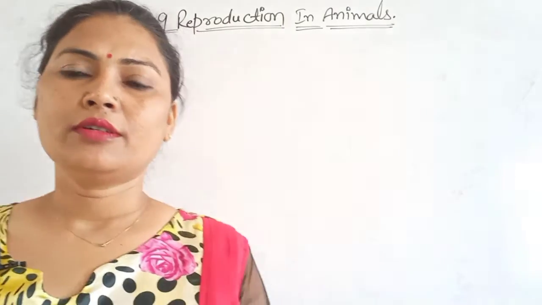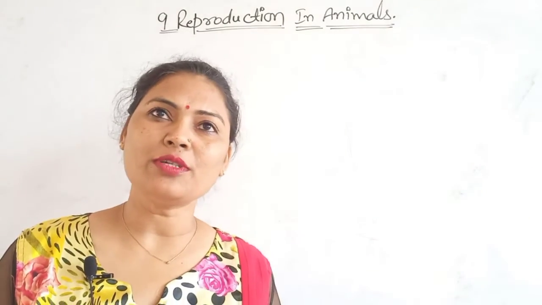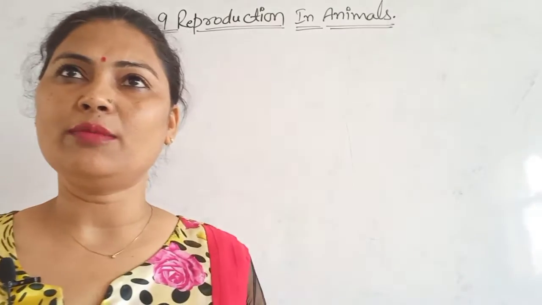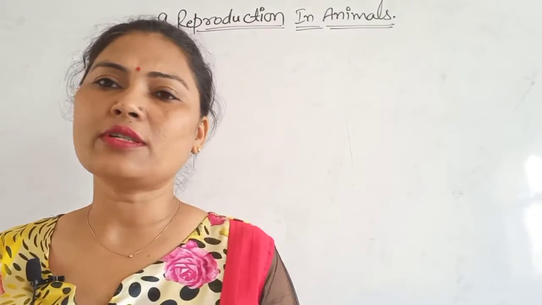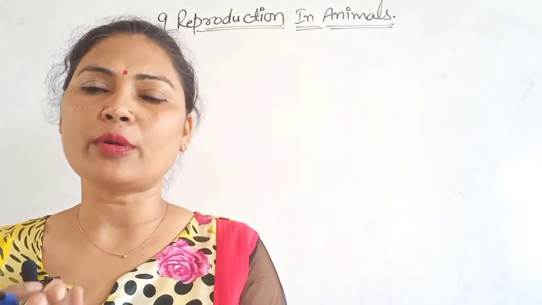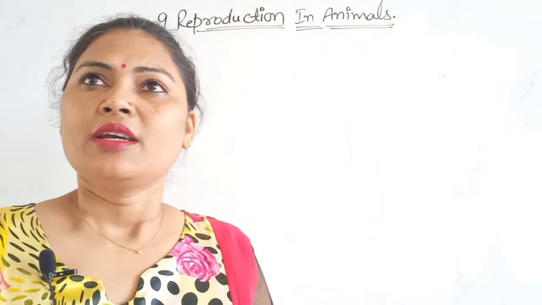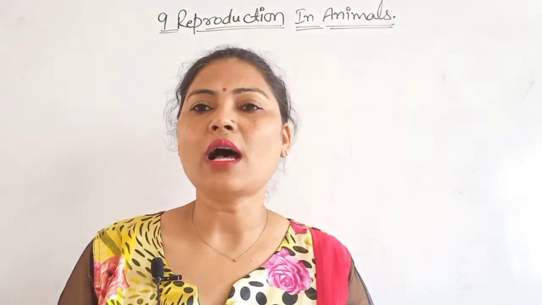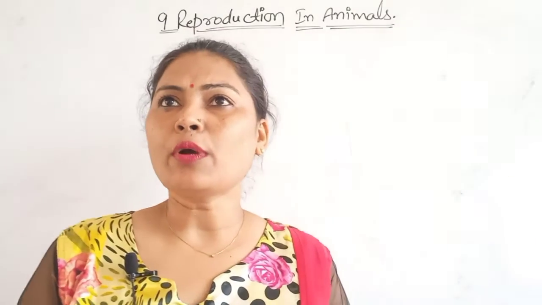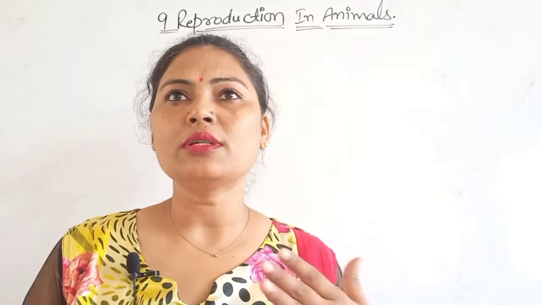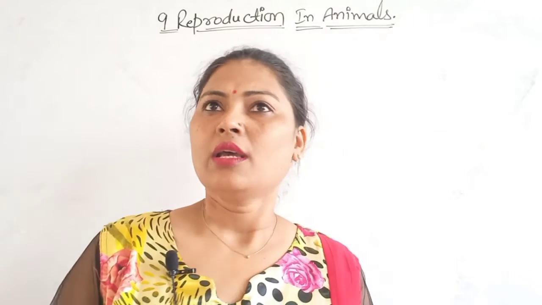Hello everyone. Today I want to start the new chapter, that is reproduction in animals, and you know that in your previous class you have studied about the process of reproduction in plants. In this chapter we will discuss how animals reproduce their offspring. Is the process of reproduction the same as in plants?